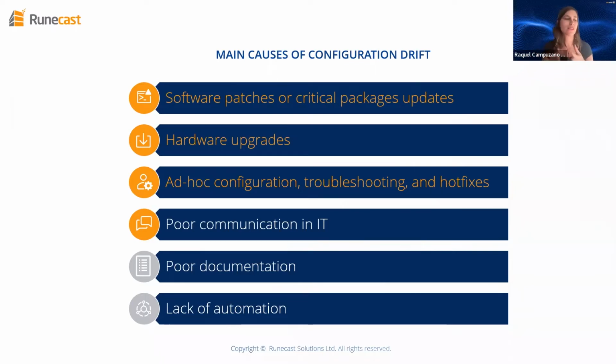Also, if all the changes that are done in both the hardware and the software are not documented, or for example, the operations teams don't have a configuration management system or something like that to track all the changes, sometimes this misunderstanding or miscommunication can also lead to drifts that can put at risk your complete architecture. And the last one, but probably not the least, is lack of automation.